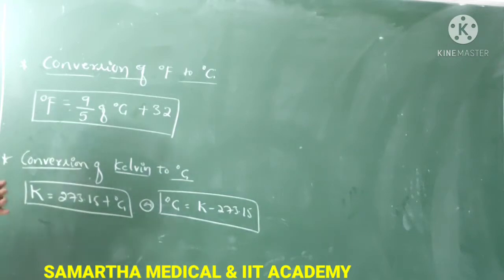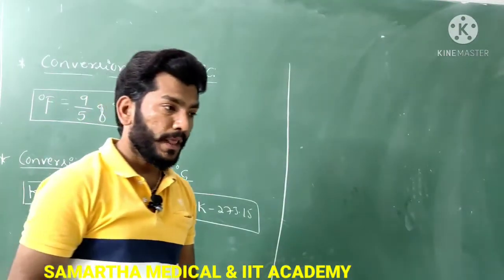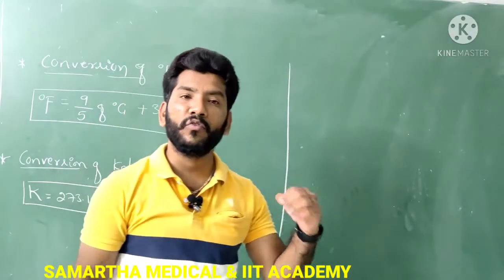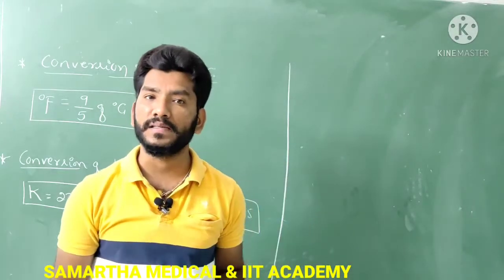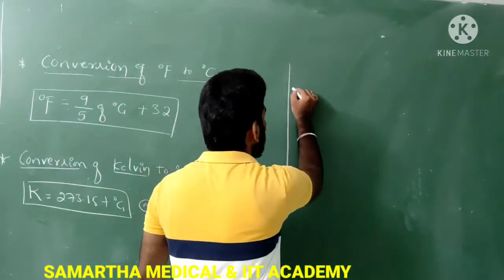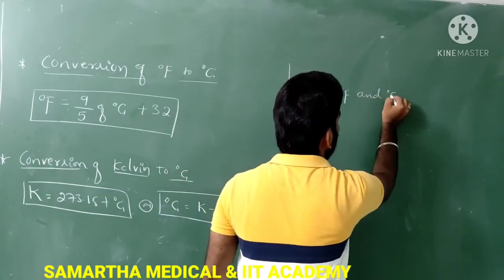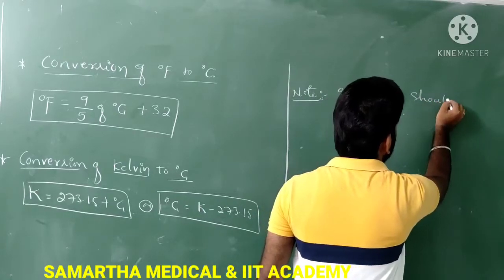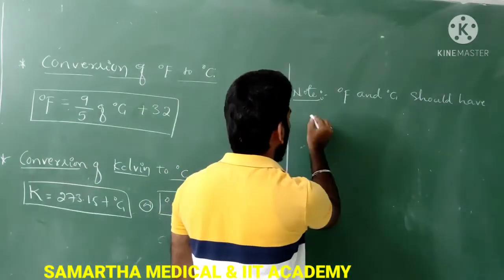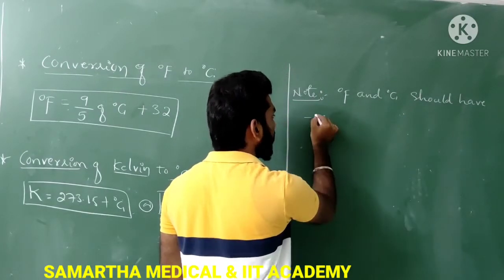So this is the thing, guys, and we have to know that among degree Fahrenheit, degree Celsius and Kelvin, we are going to get negative values for degree Fahrenheit as well as degree Celsius, but we always get a positive value for Kelvin. So take it down. Note: degree Fahrenheit and degree Celsius can have negative values.